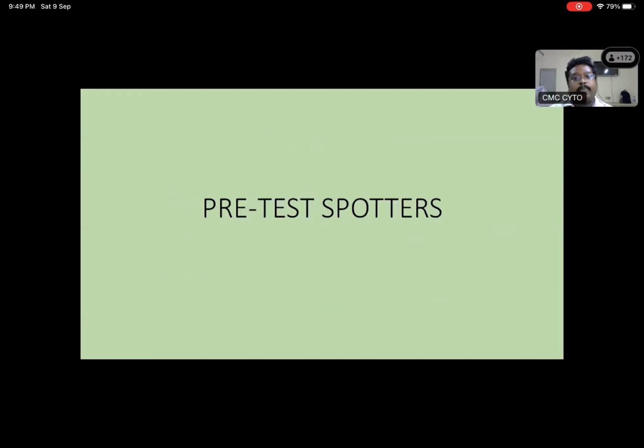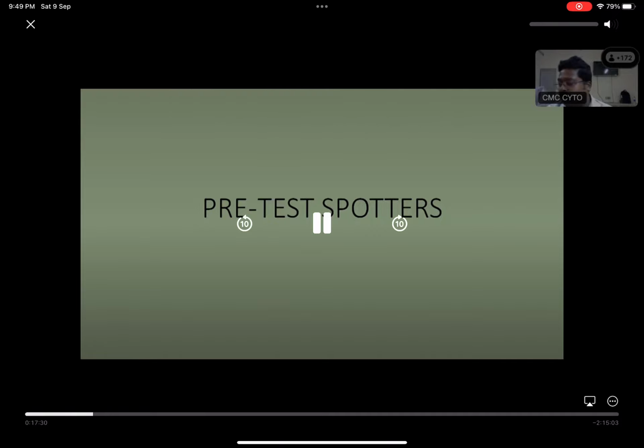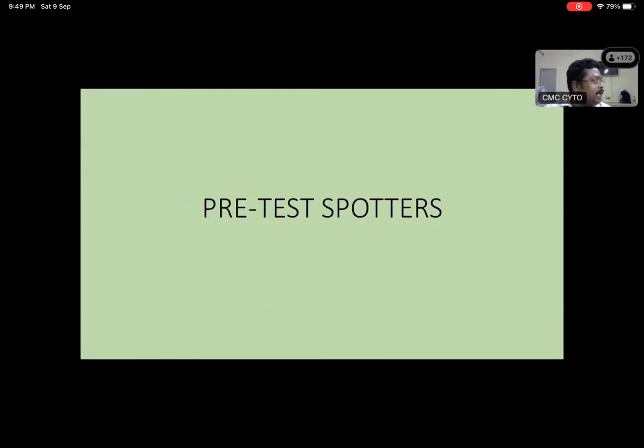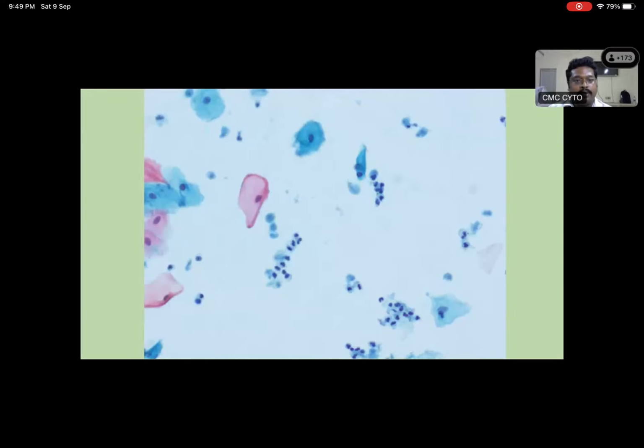just because enough squamous cells are not there, right? So now we'll be going to see some pre-test spotter images. We'll give around 10 seconds per slide. You can just note your findings, and they'll be discussed as part of the slide session itself. So the first question is this.